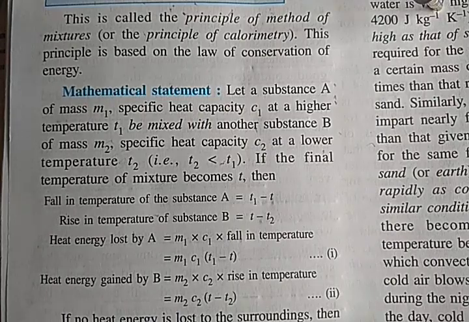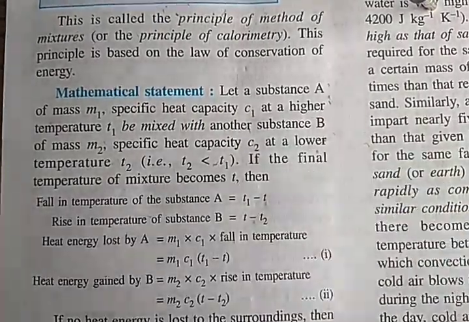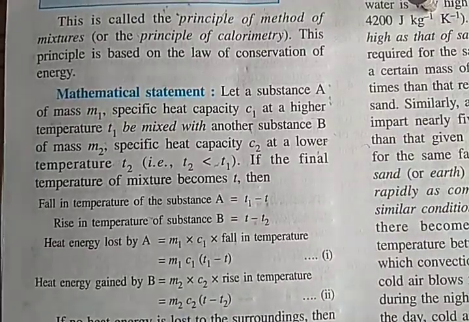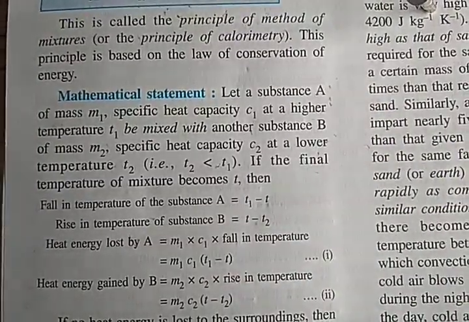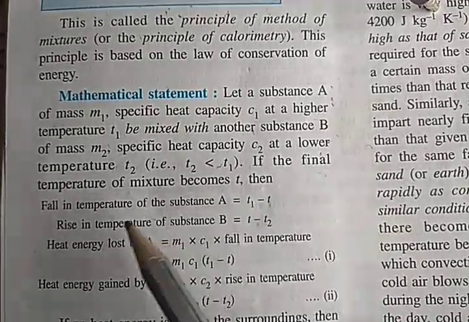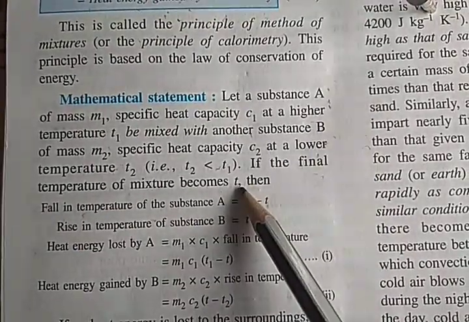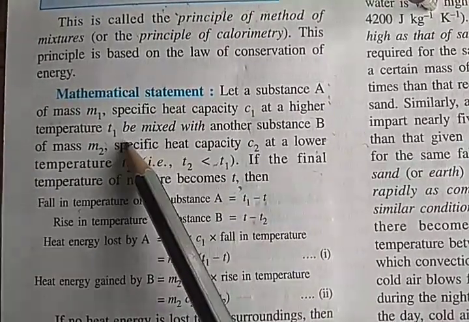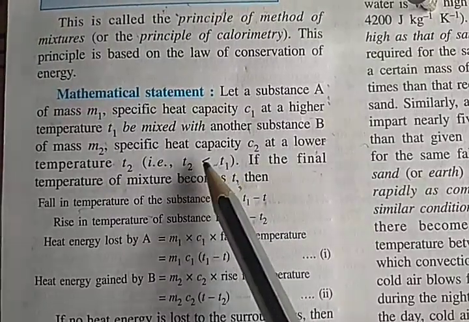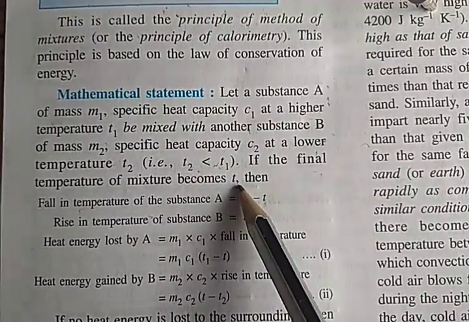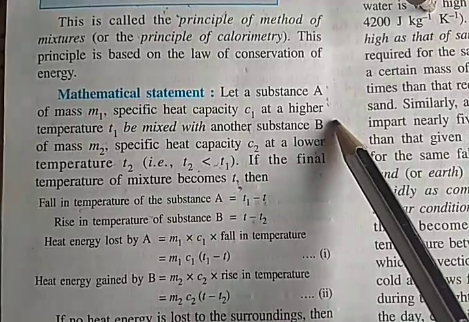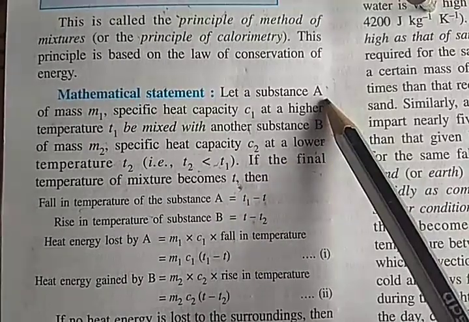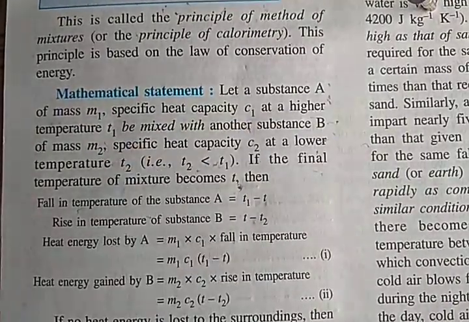When we mix them together, A will lose heat and B will gain heat, of course. Thereby the mixture of these two substances A and B will reach a final temperature, say T. Now obviously remember, T will be lesser than T1 and T will be greater than T2. The final temperature T will be greater than the initial temperature of B, and lesser than the initial temperature of A, which is T1.